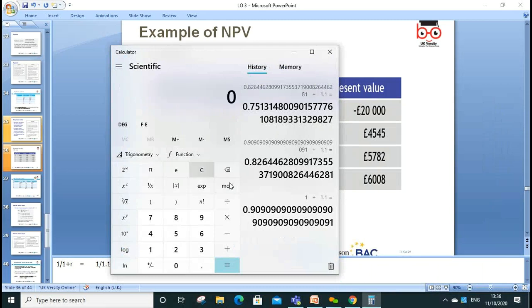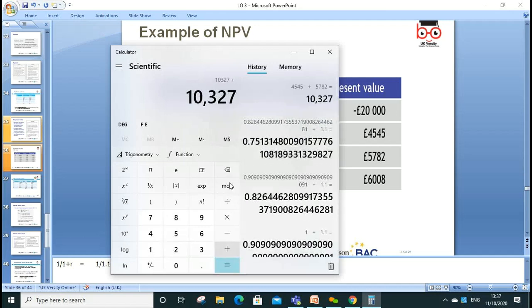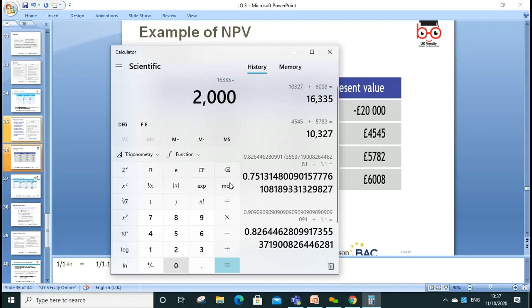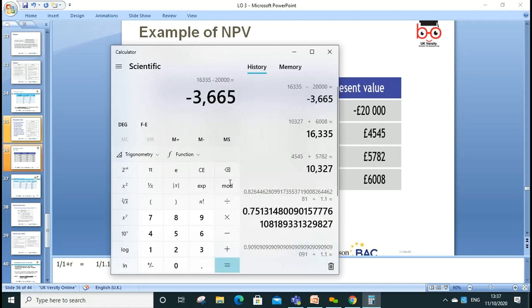So you add all the positive figures, which is 4,545 plus 5,782, and plus 6,008. So the real value you're getting is 16,000, and you're investing 20,000. So if you minus 20,000, the NPV is coming negative.